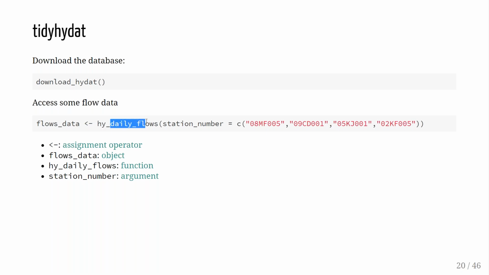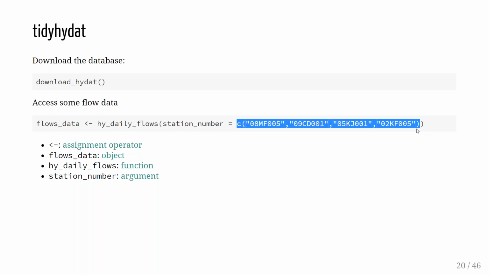Then it's what type of data you are looking to access. In this case, we're accessing daily flows, so the function name is hy_daily_flows. That's the top level citizen in this operation. But we don't want all the data at once. We want a subset by some variable, and the most common one is the station number. We call this an argument to the function. The value of the argument is these 4 station numbers, which are provided right here.